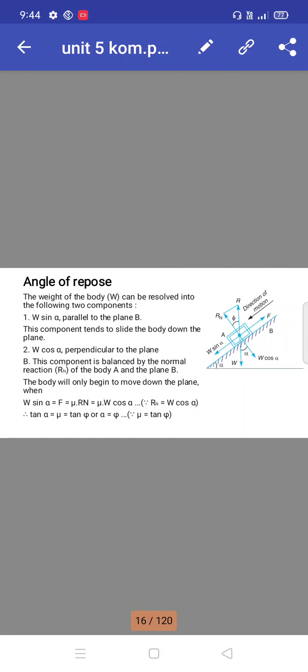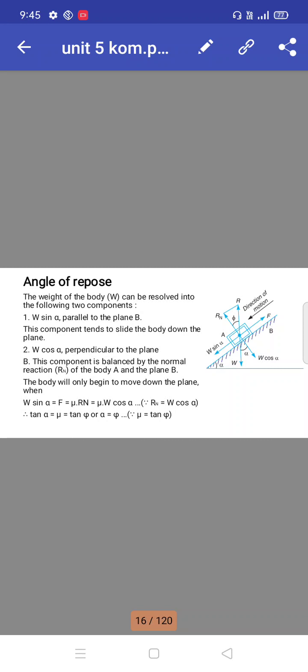So, angle of repose. The weight of body W can be resolved into the following components. First, W sin alpha, parallel to the plane B. This component tends to slide the body down the plane. Second, W cos alpha, perpendicular to the plane B. This component is balanced by the normal reaction R suffix n between the body A and the plane B.